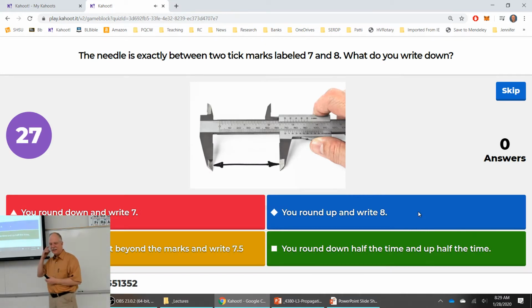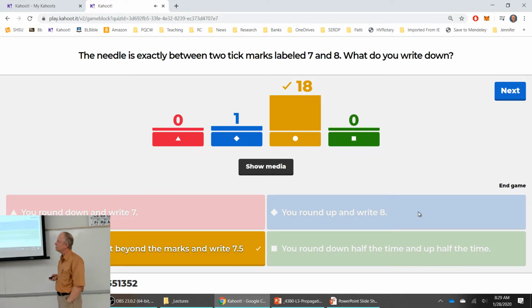Okay, going. So the needle is exactly between 2 tick marks, labeled 7 and 8. What do you write down? Yay. Good job, folks.